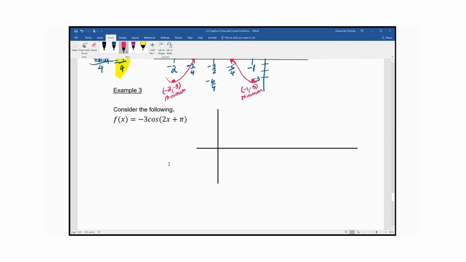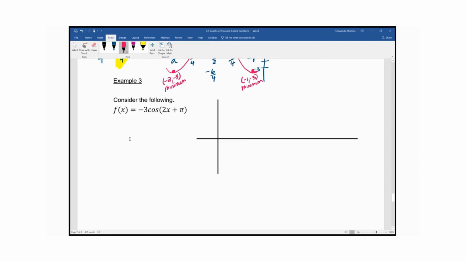All right, let's see what y'all do with this one. I'm going to give you 5 minutes to see if you can work this out all on your own. Example 3, the function is -3 cosine of 2x plus pi. Give you 5 minutes to work on it.